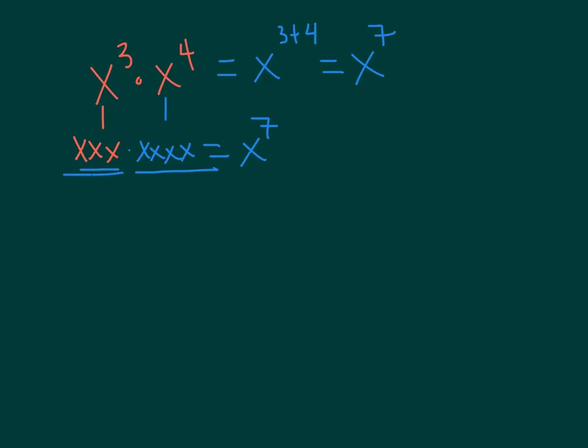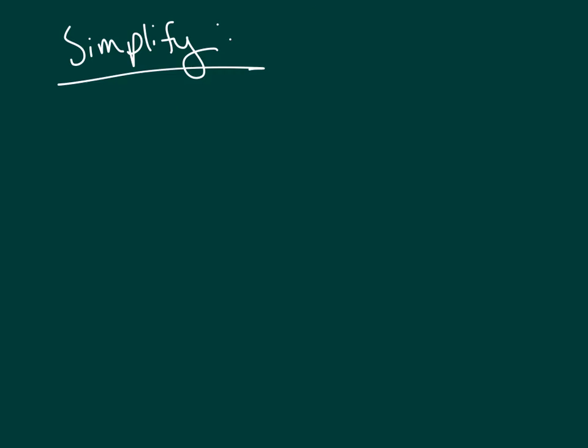Because when you expand them out and you think about how many things are being multiplied together, it's the same as just adding those exponents up in the first place. So let's do some examples simplifying.